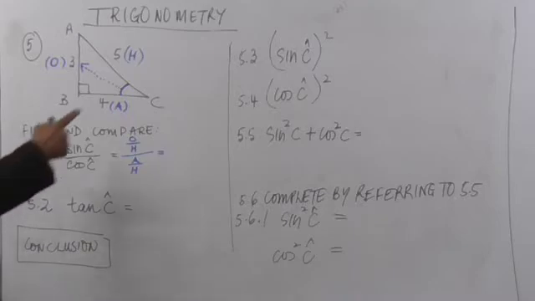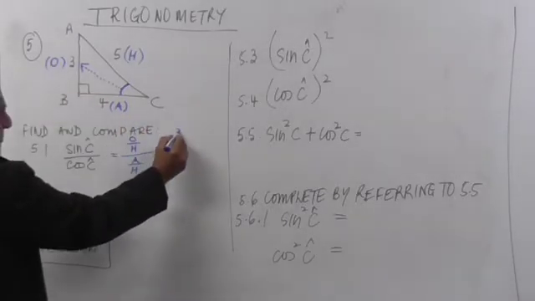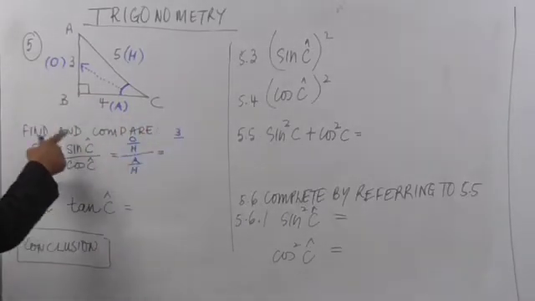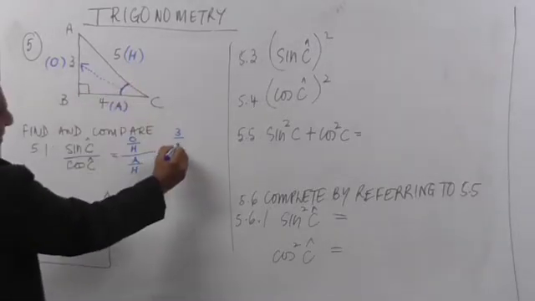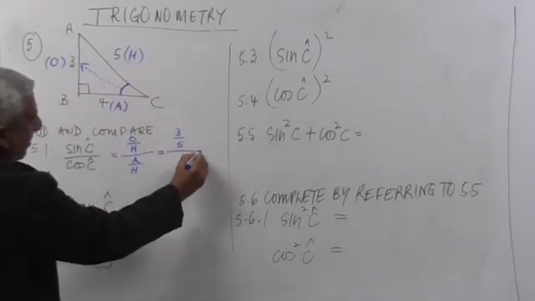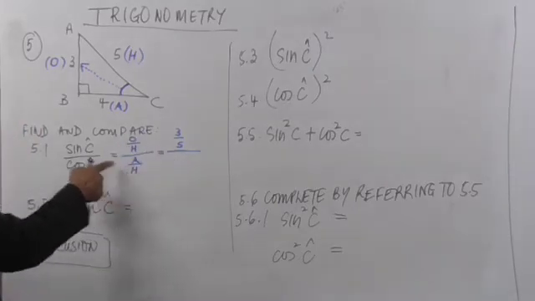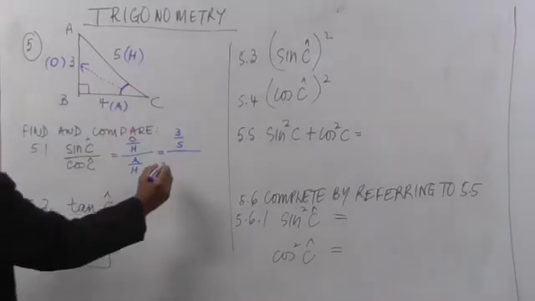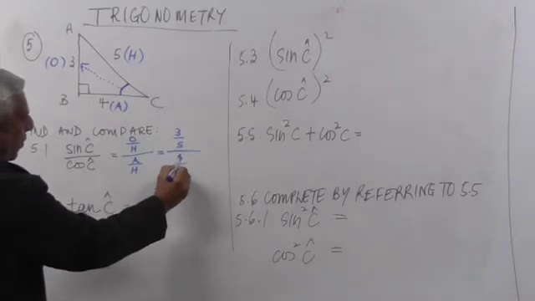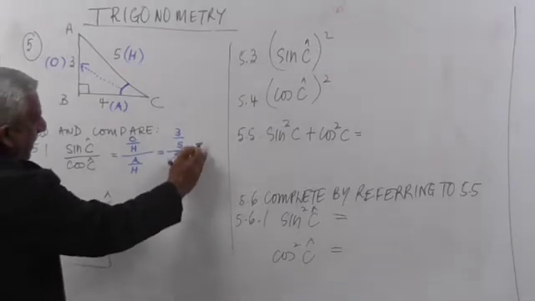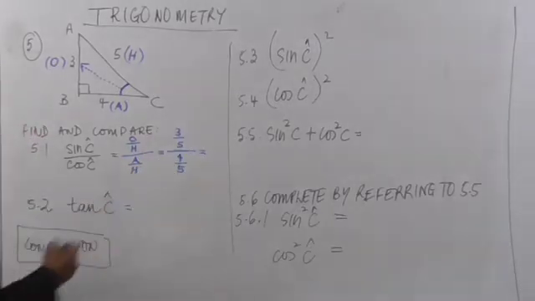Now, opposite is 3 over hypotenuse 5, divided by, and note, that's a fraction. This is divided. A over H, 4 over 5. Now you take this and put it in the calculator.